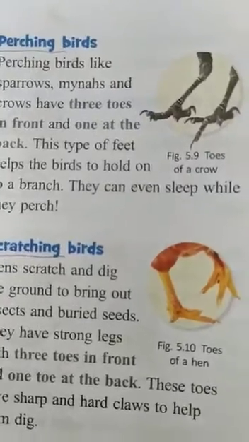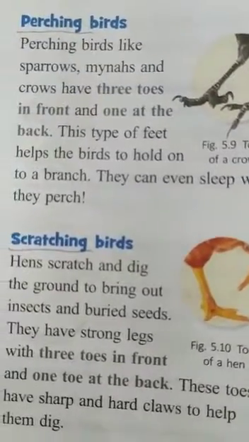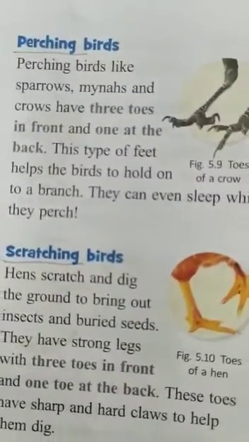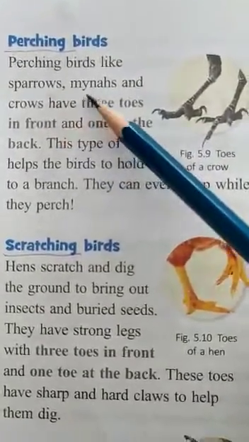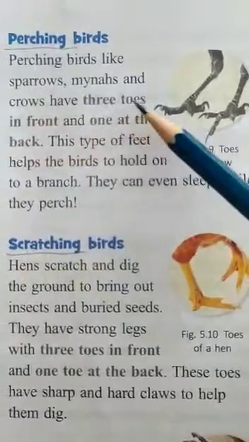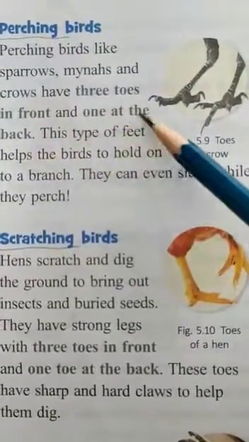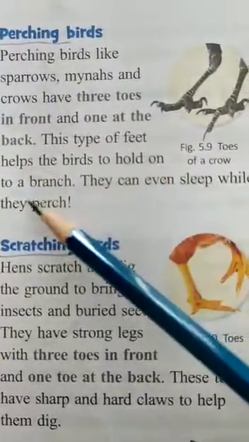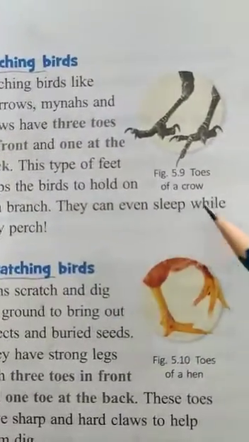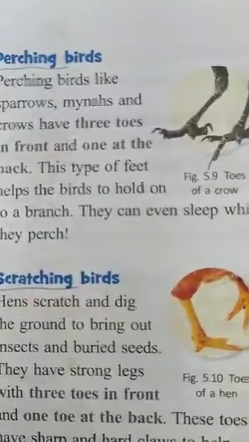Now, what do you have? Perching birds, okay. Perching birds like sparrows, mynas and crows have 3 toes in front and 1 toe at the back. This type of feet helps the birds to hold a branch. They can even sleep while they perch.